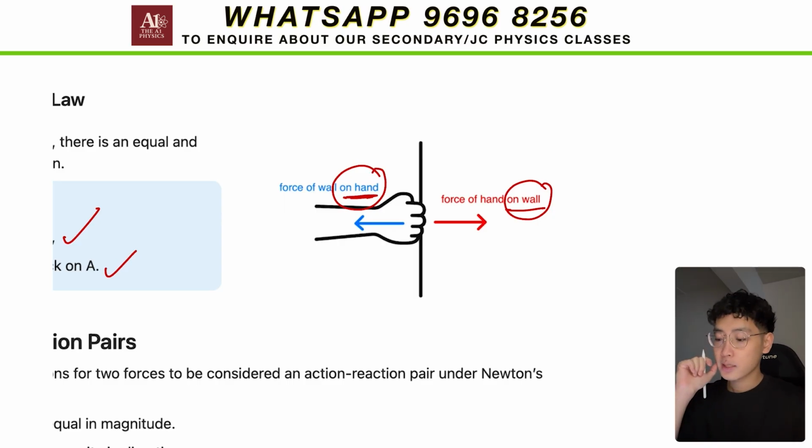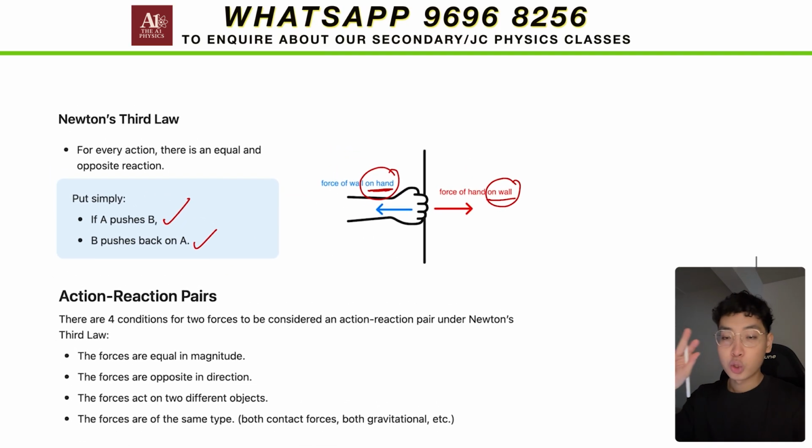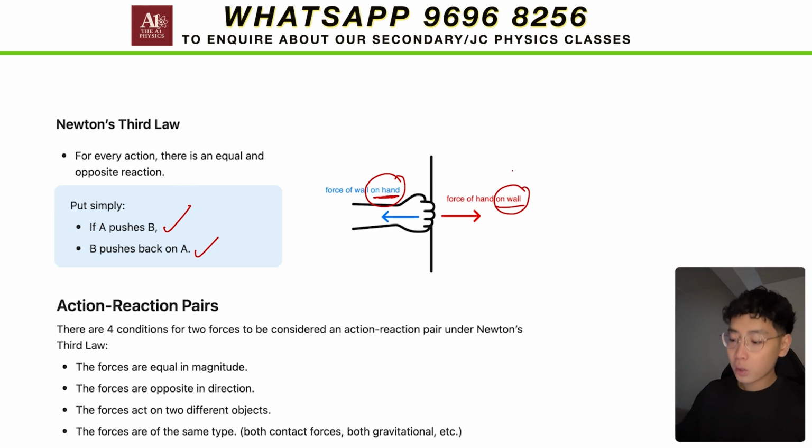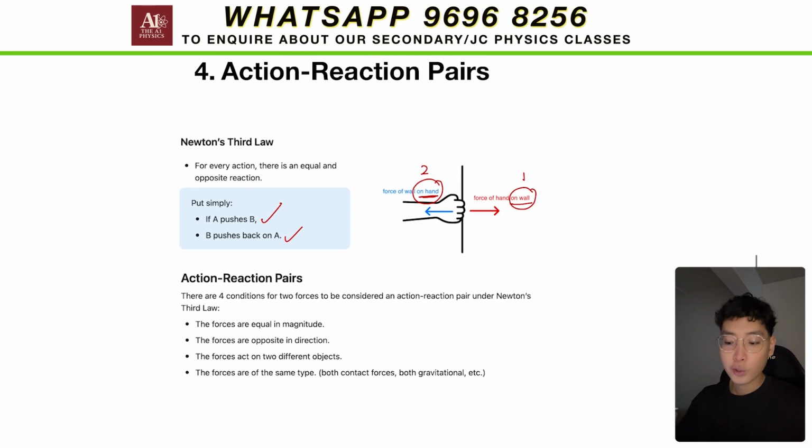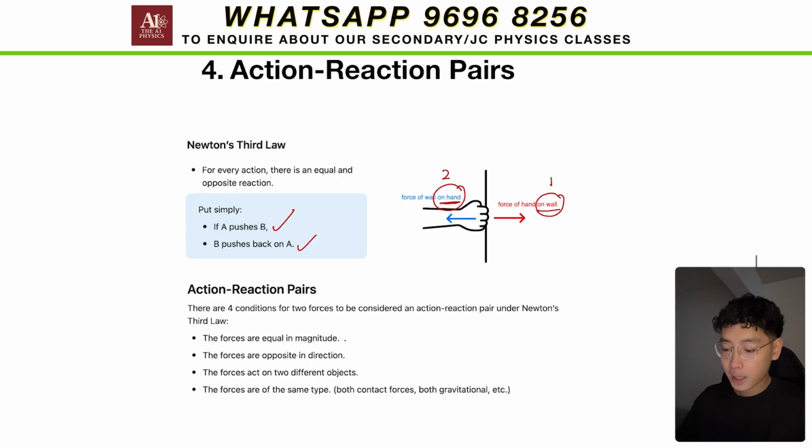What you notice about this is that these two forces are acting on two different objects. One is acting on the wall and one is acting on my hand. And that's one of the main criteria of action-reaction pairs. So let's first go through the few criteria. The first one is that the forces are equal in magnitude.